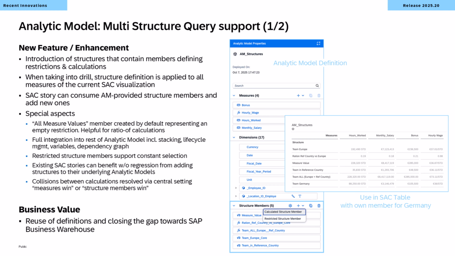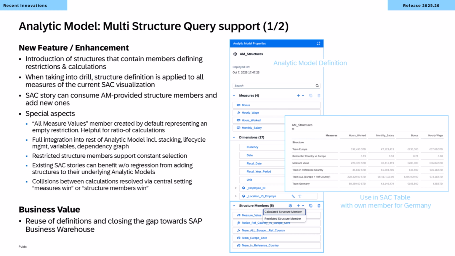With Wave 20, we've introduced something that many of you have long been waiting for, and that is the multi-structure query support readily integrated into the analytic model. So what is that? This is an integration feature between SAC and analytic models that many of you may know from SAP BW, and that defines a structure, and in a way it's its own dimension with a set of members. And if taken into drill, those members are then applied to all the measures. This might sound opaque, but we'll come to that.